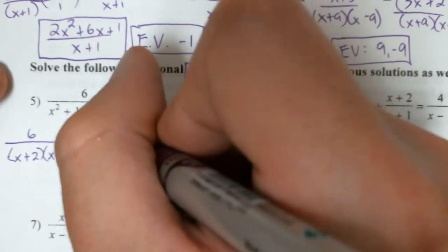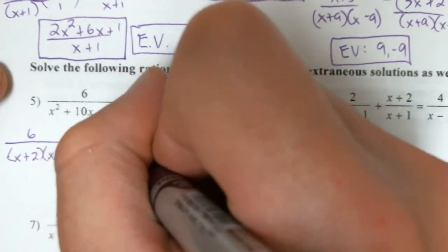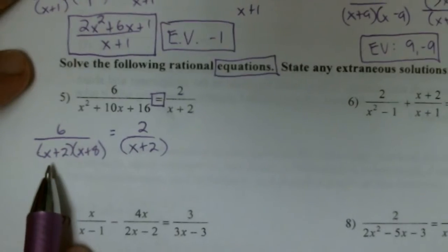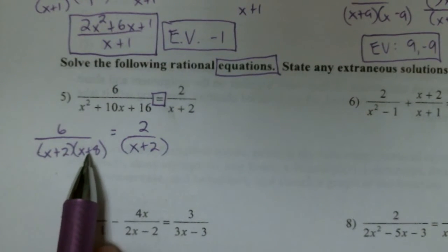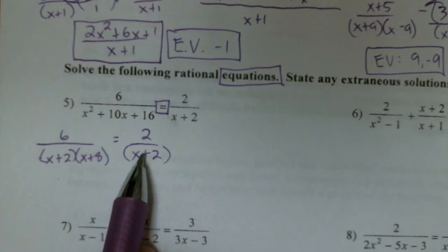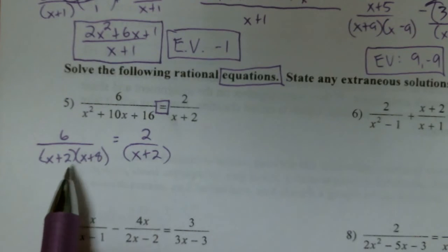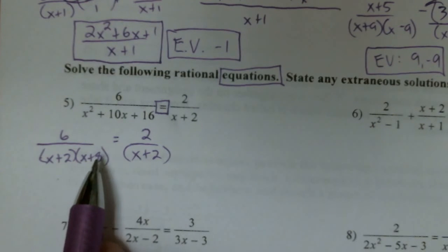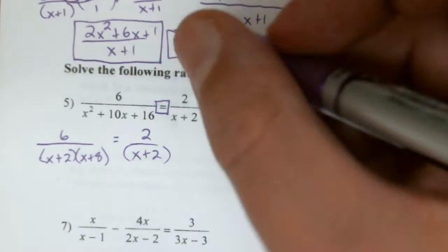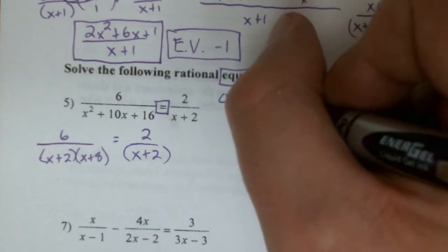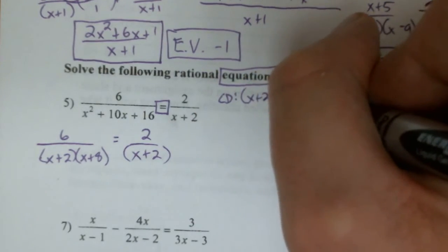That is going to be equal to 2 over x plus 2. So this guy has an x plus 2, x plus 8. This guy just has an x plus 2. So that divides evenly into this x plus 8 times. Okay, so my common denominator is the x plus 2 times x plus 8.